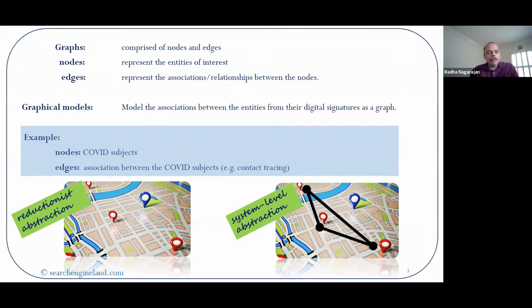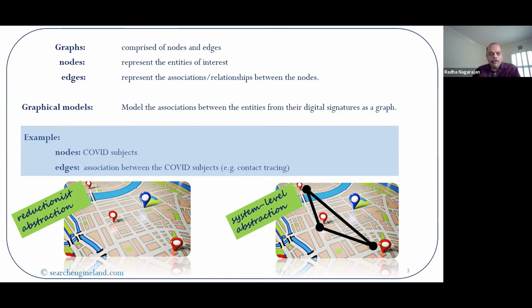So before we jump start into graphical models, what are graphs? These are essentially composed of nodes and edges. Nodes represent the entities of interest, and edges represent potential associations, including relationships between the nodes. So graphical models are essentially models that derive these associations between the entities of interest from their digital signatures. An example of a graph is shown on the lower right, where we have the nodes. This could be subjects, and edges, potential associations between the subjects.